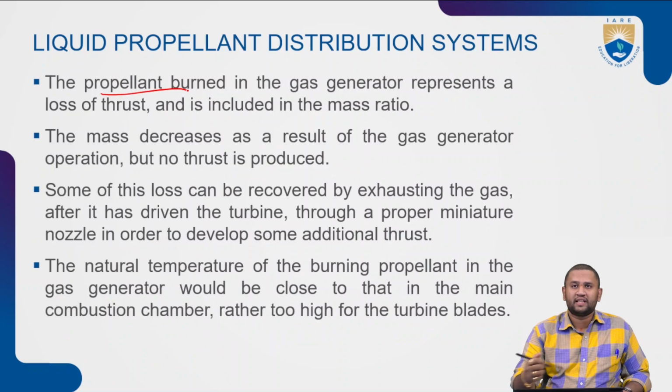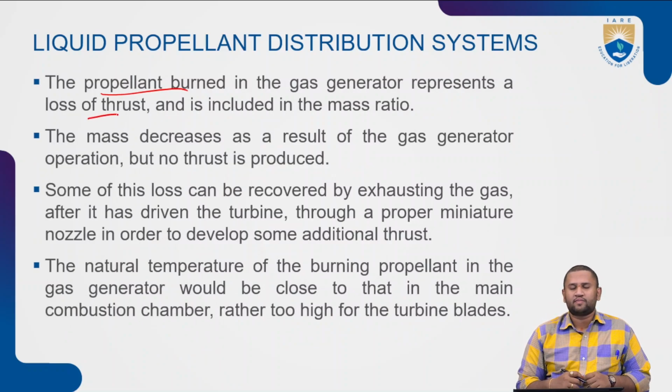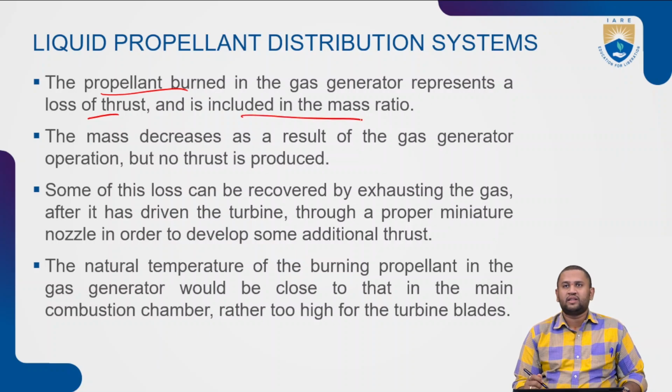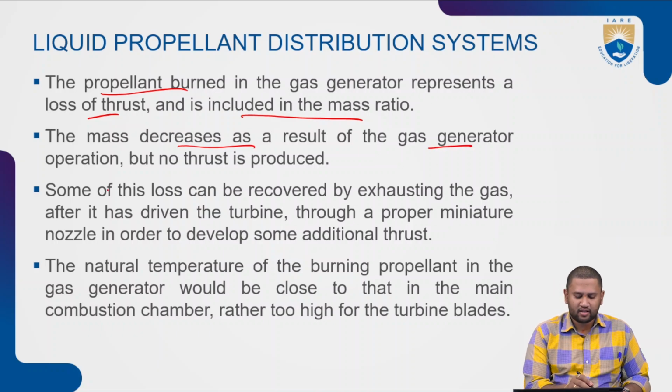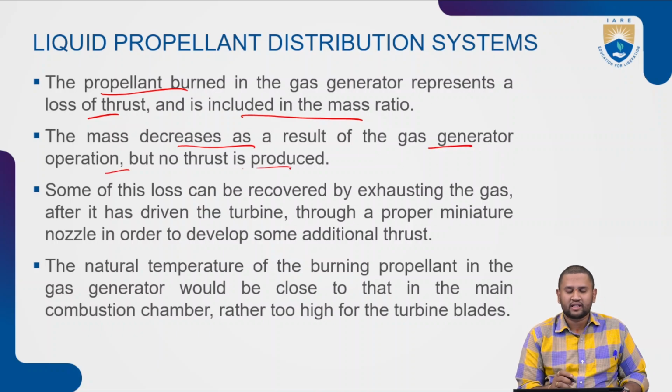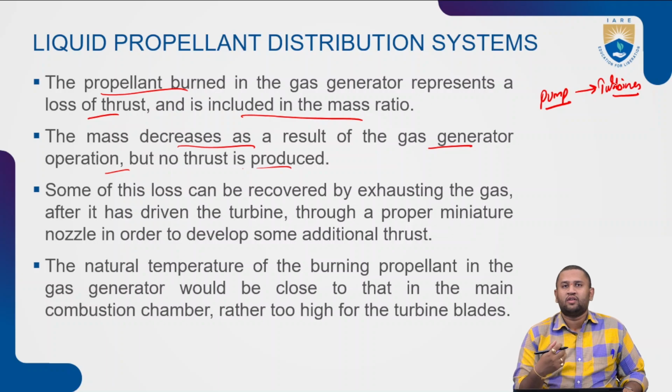The propellant that is being burned in a gas generator represents some amount, particularly a small percentage, of loss of thrust, and has to be included under the mass ratio. The mass decreases as a result of the gas generator operation, but the thrust is not counted because it is just used to run your pump, particularly the turbo pump, which drives the turbines to pull the propellant towards your combustion chamber.